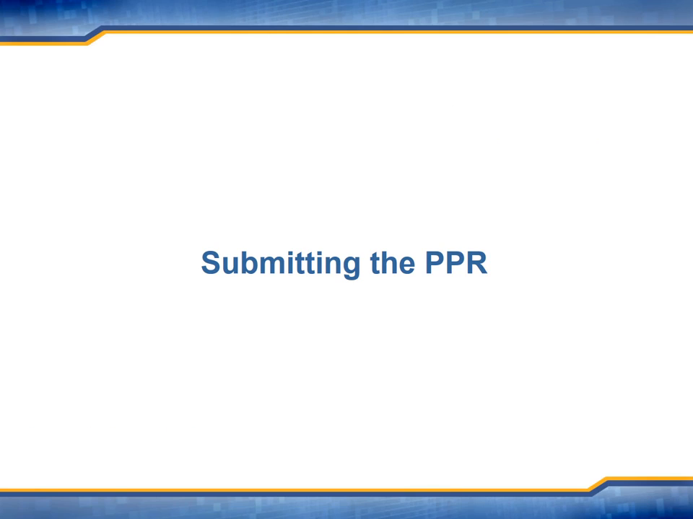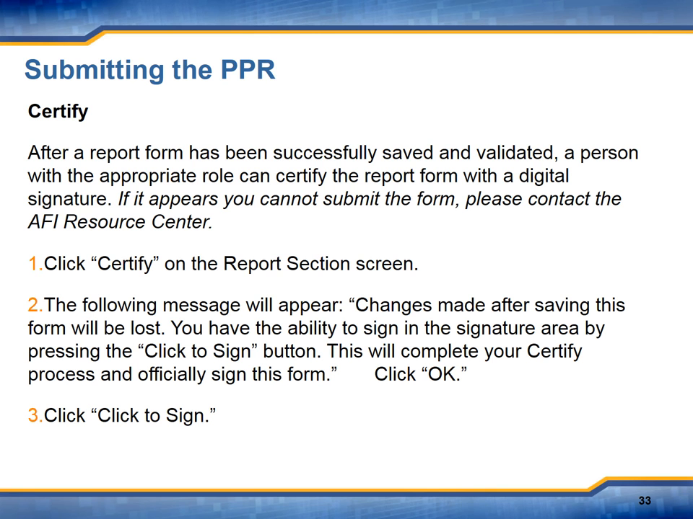We'll now move on to talk about how to submit the AFI PPR and OLDC after you've entered your data. After a report form has been successfully saved and validated, a person with the appropriate role can certify the report form with a digital signature. If it appears you can't submit the form, please contact the AFI Resource Center.